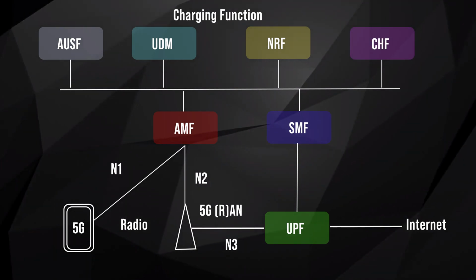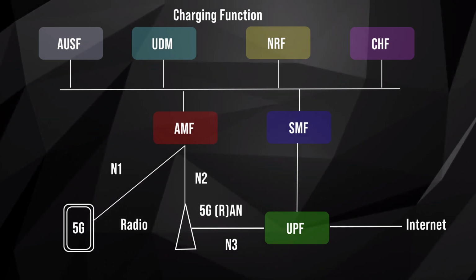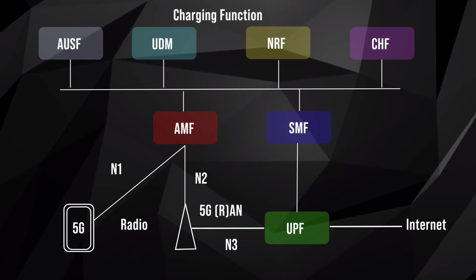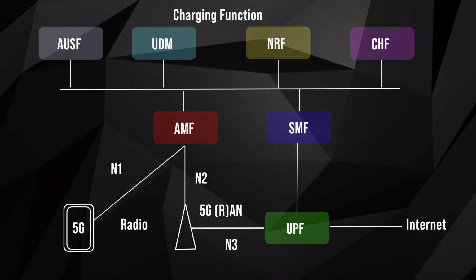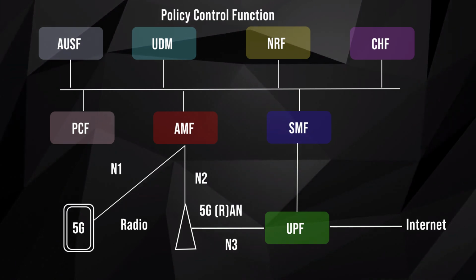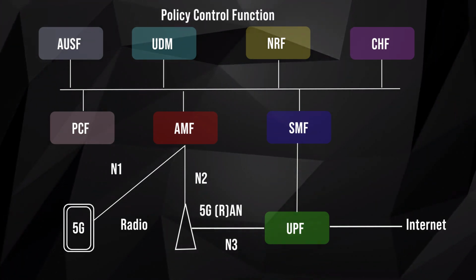CHF stands for Charging Function, and as the name indicates, it is used for user charging based on time, throughput, packets, locations, etc. The PCF, Policy Control Function, was called previously in 4G the PCRF. PCF is not a simple continuity of PCRF.